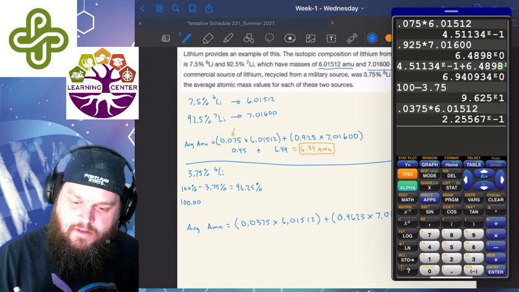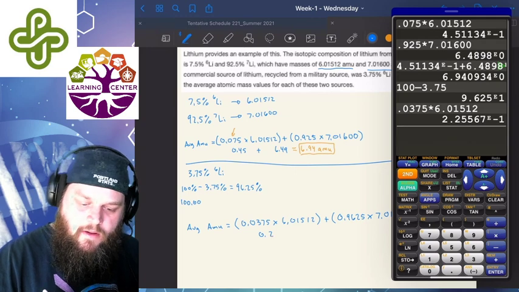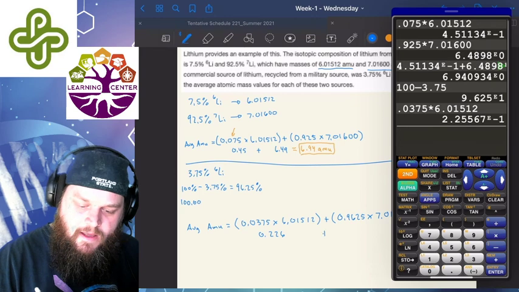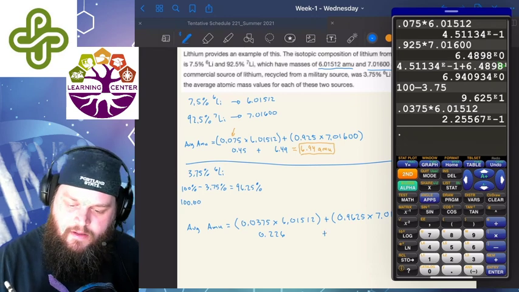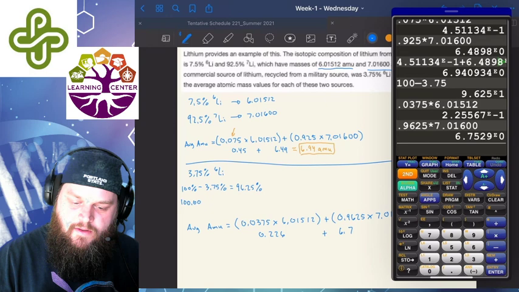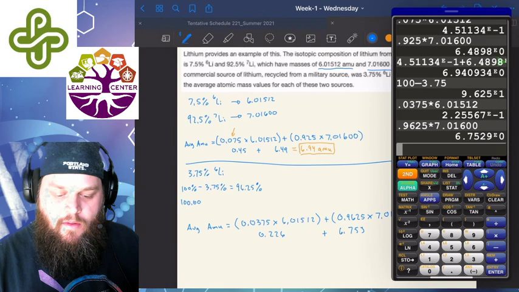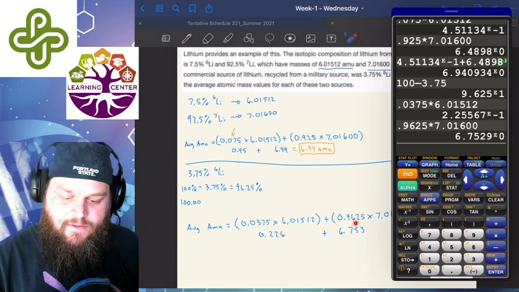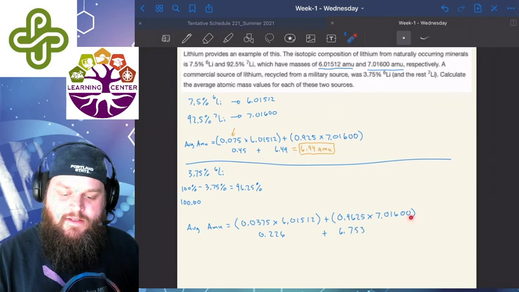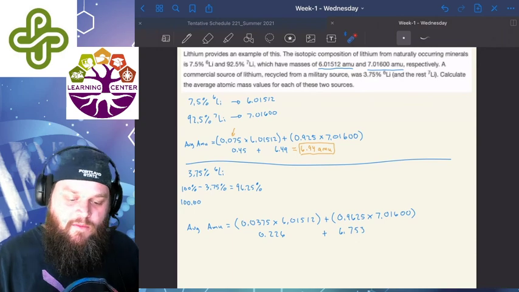6.01512. So this is going to equal 0.2. In this case, 3 significant figures is what I want. 26. I'm going to add that to 0.9625 times 7.01600. That gives us 6.753. Notice I went to 4 significant figures now because this one is actually out to 4 sig figs. The atomic weights of the isotopes go to many more significant figures. But since we're limited by the smaller one, we're going to stick with that.